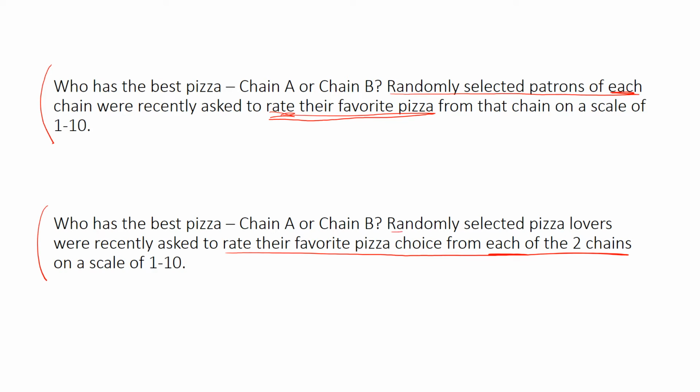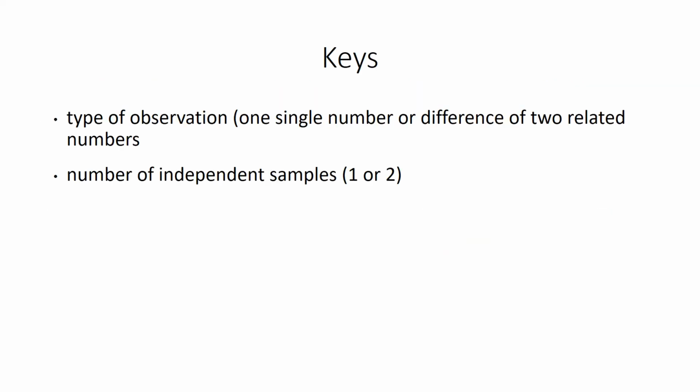We have one sample, randomly selected pizza lovers, one quantitative variable. Each observation is the difference of two related numbers. So this becomes a matched pairs t-test for the mean of differences. The keys are the type of observation, either one single number or the difference of two related numbers, and the number of samples, 1 or 2.